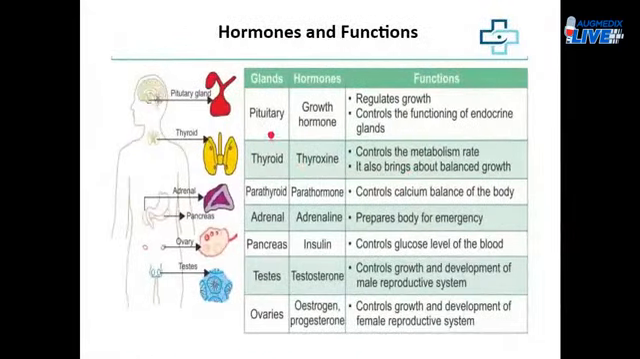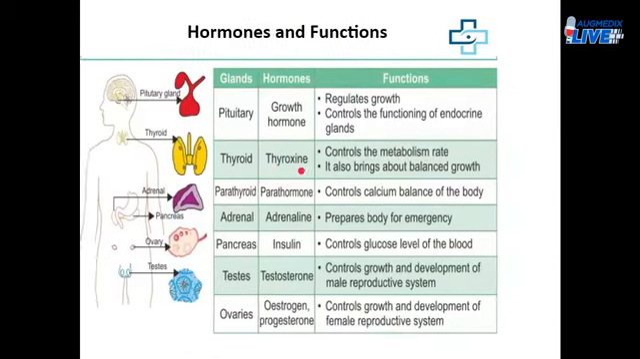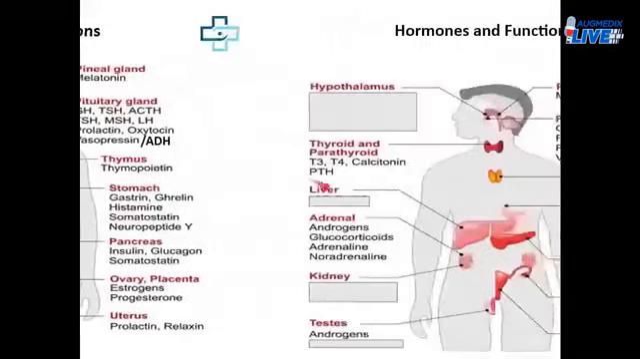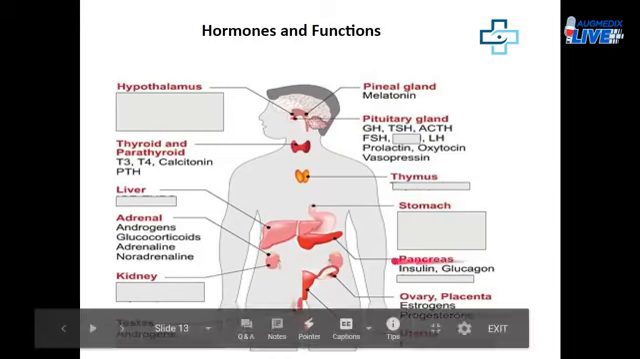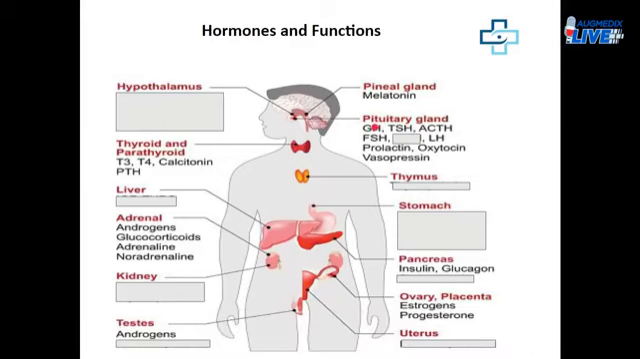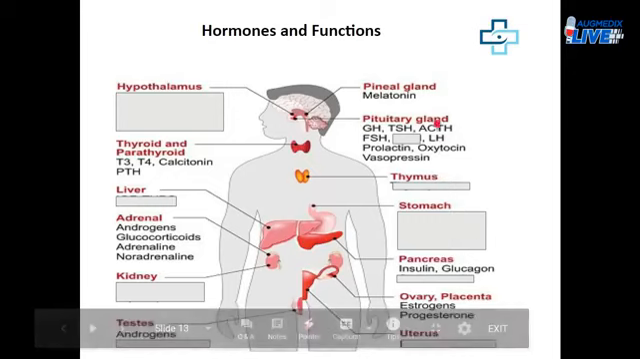Next are some of the important hormones and functions. This picture is important, and you can find it on Google as well. The first gland is the pineal gland, which regulates our sleep cycle. Second is the pituitary gland, the master gland, which releases some important hormones. For today, you have to remember growth hormone, TSH, and vasopressin. The other name for vasopressin is ADH. Then for pancreas, insulin and glucagon.